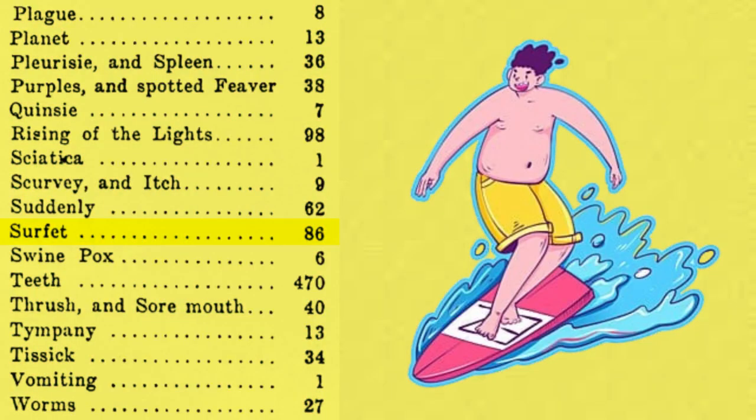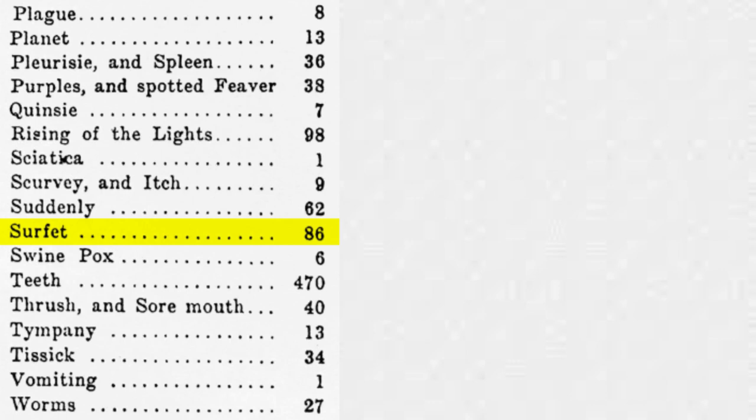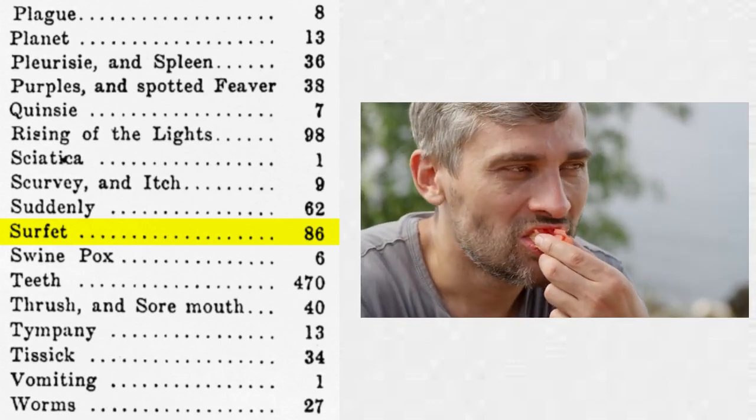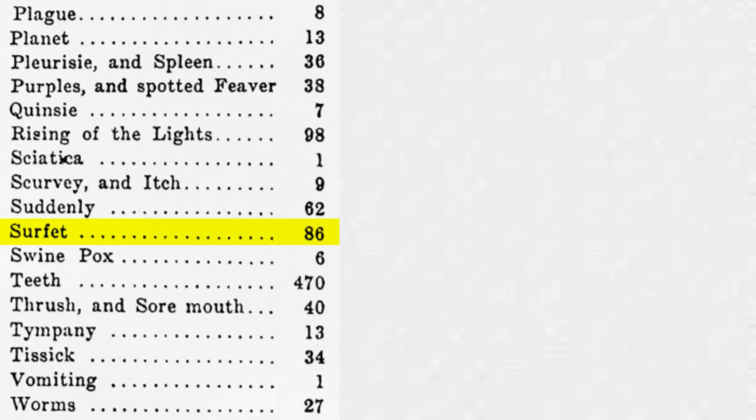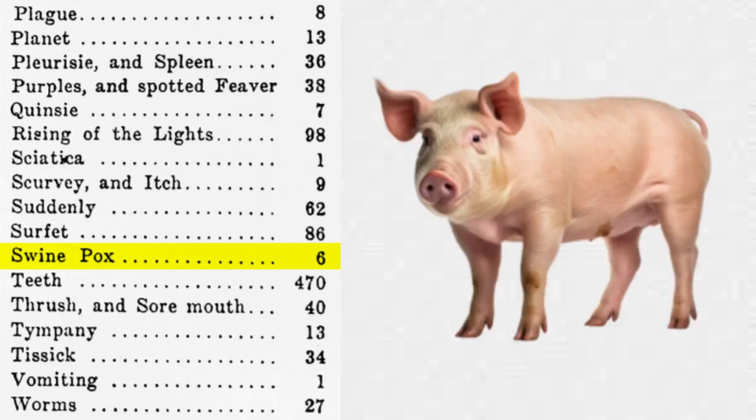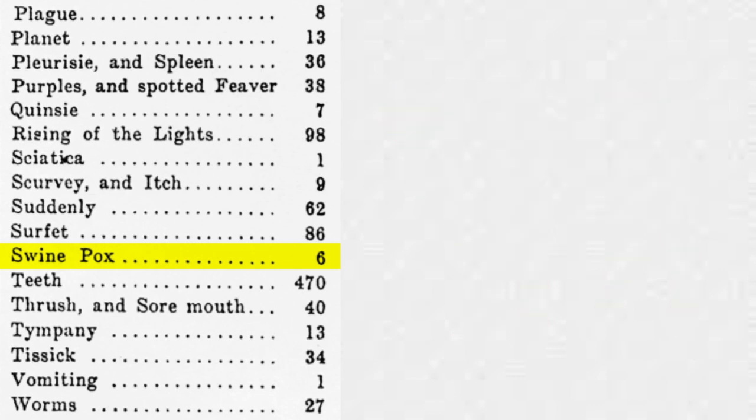86 died while surfeiting? Oh no, surfeit. Bummer. I thought we finally had another cool one. These deaths are all linked to overeating and gluttony. Causes such as diabetes, heart disease, and other complications of obesity can be lumped here. 6 died of swine pox because there weren't enough poxes going around.